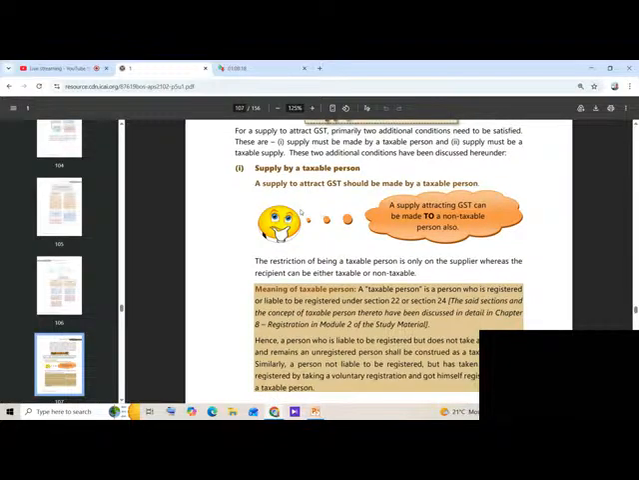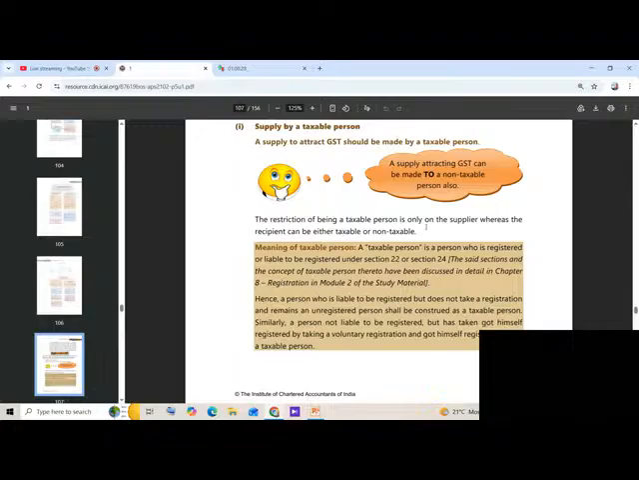Supply by a taxable person. A supply to attract GST must be made by a taxable person. A supply attracting GST can be made to a non-taxable person also. The restriction of being a taxable person is only on the supplier, whereas the recipient can be taxable or non-taxable.